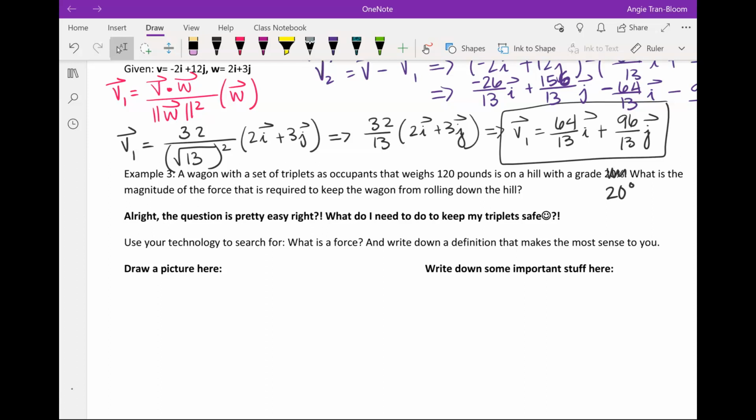All right, the question is pretty easy, right? What do I need to do to keep my triplets safe? Use your technology to search for what is a force and write down the definition that makes the most sense to you. If you already know it, you can spit it out. What's a force?